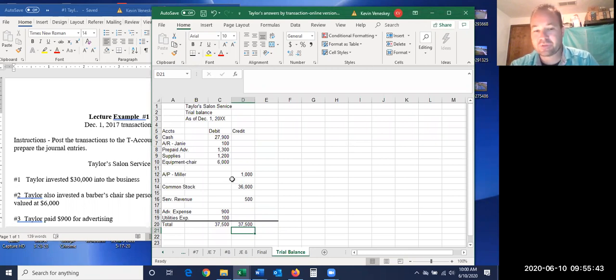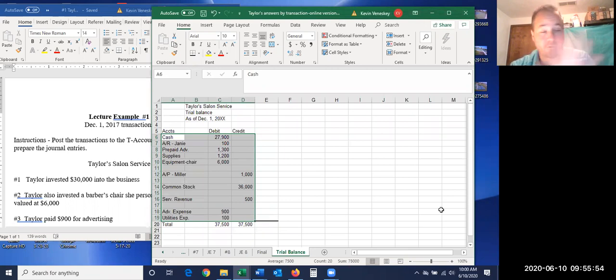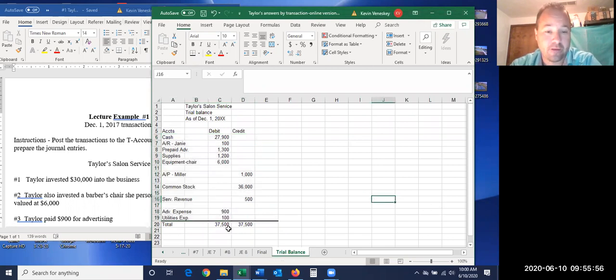Now, what we would do at this point, and we're not going to do it in this example, is take all of these accounts and start making our financial statements if that was where we were at. We didn't have any other entries to handle. Remember that we would do our income statement, and then the statement of retained earnings, and then the balance sheet.